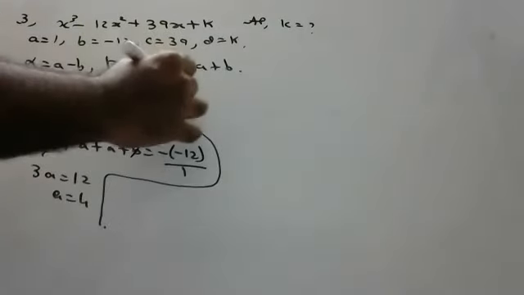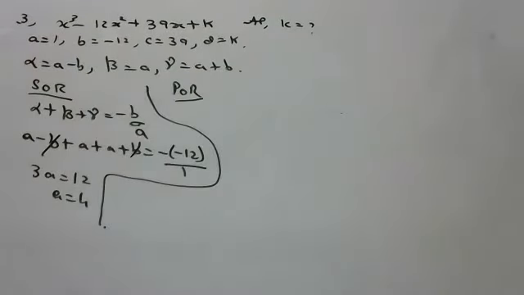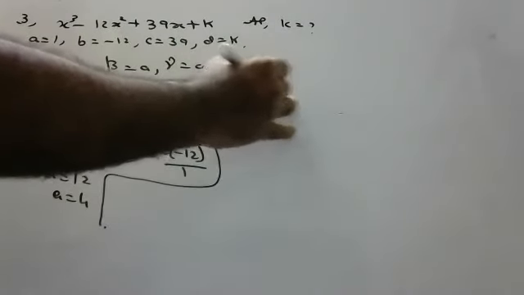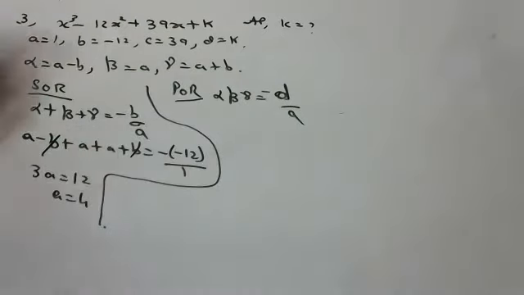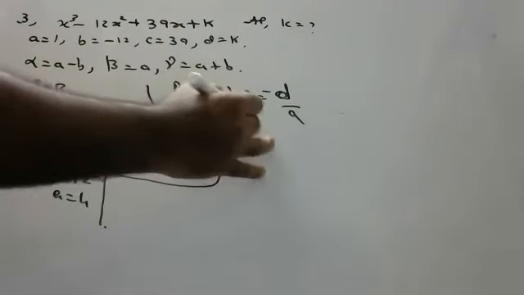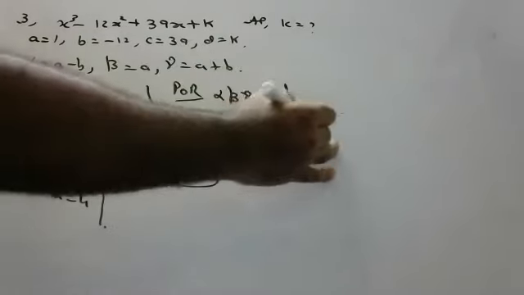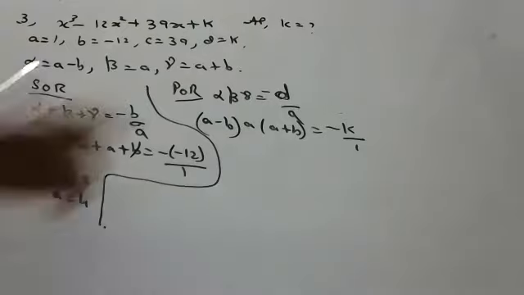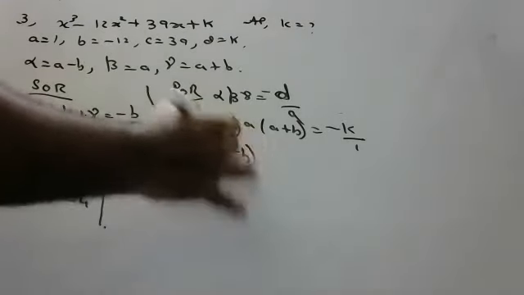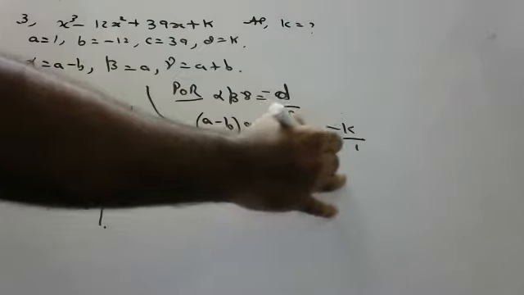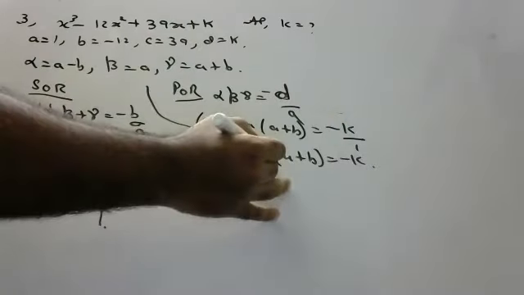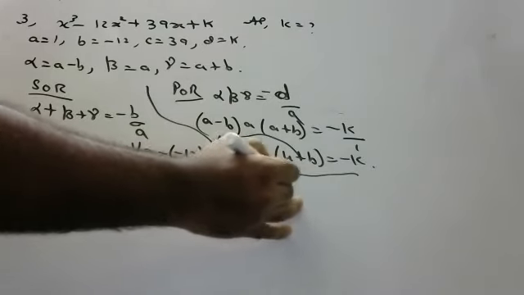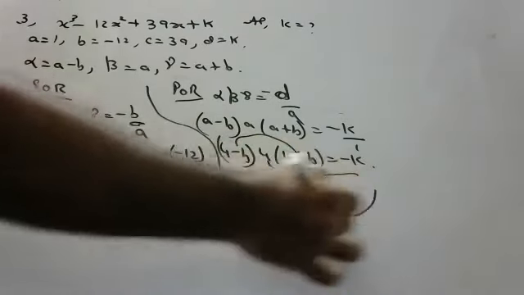Okay, now the product of the roots. Don't write short forms in the exam like this, children. Alpha into beta into gamma is equal to minus D by A, that is the formula. What is alpha? A minus B. What is beta? A. What is gamma? A plus B is equal to minus D, which means minus K, and A is 1. So A, how much did you get? 4 minus B into 4 plus B is equal to minus K. Okay, children, this will bring here 4 minus B into 4 plus B, A square minus B square, is equal to minus K by 4.